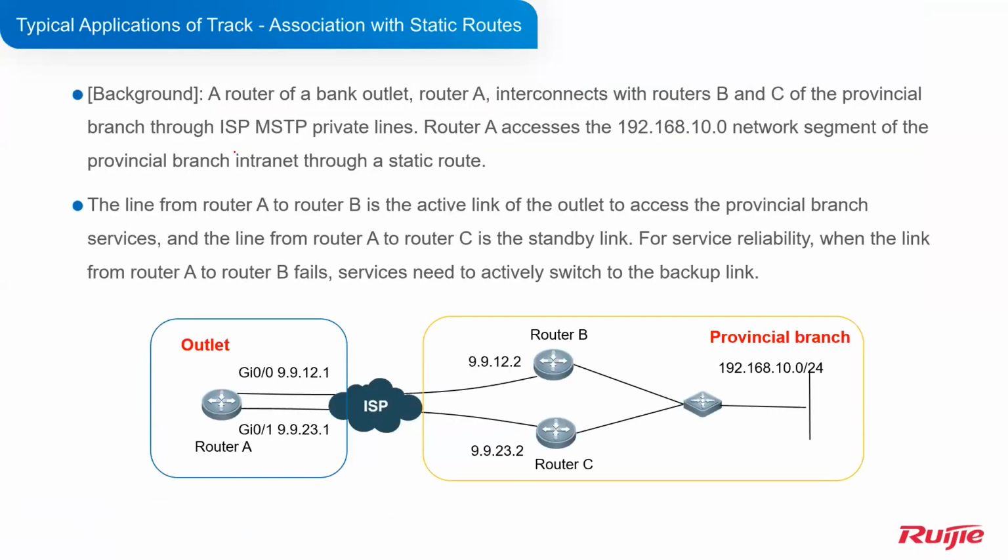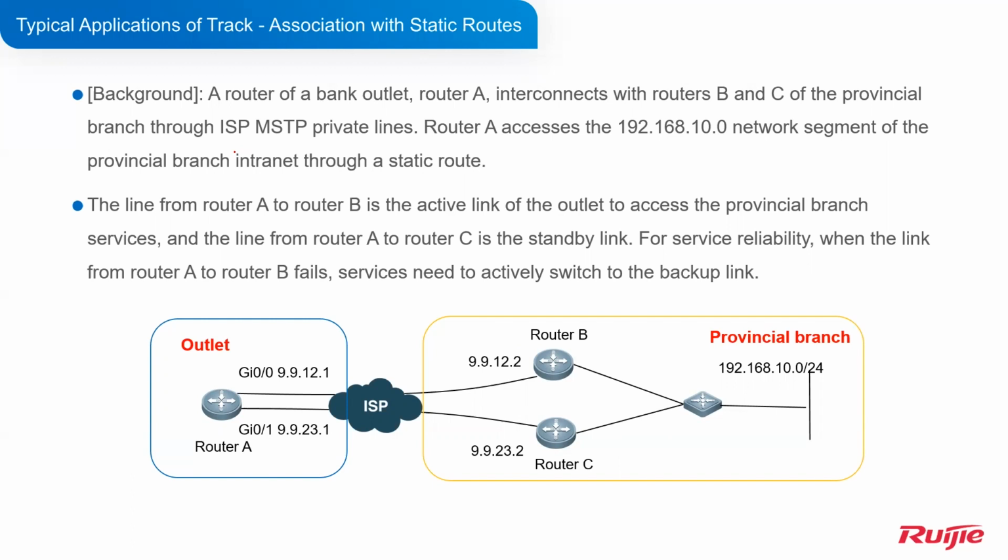So after knowing the configuration, next let's see the application of it. The typical application of track here is association with static routes. Let's see the background. A router of a bank outlet, router A, interconnects with routers B and C of the provincial branch through ISP and MSTP private lines. Router A accesses the 192.168.10.0 network segment of the provincial branch intranet through a static route. The line from router A to router B is an active link. And obviously, the line from router A to router C is a standby link.